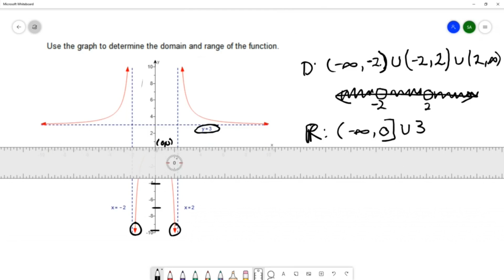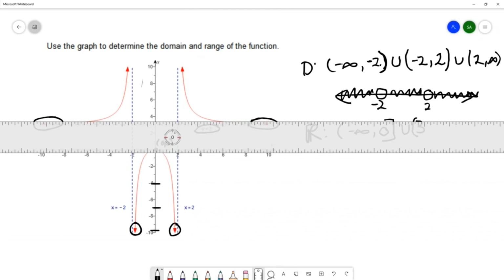Now I'm not going to include 3 because this piece of the graph and this piece of the graph are indicating that the line gets closer and closer to a y value of 3 but never reaches it. So 3 is not a point in the range. So we're going to put a parenthesis on the 3.